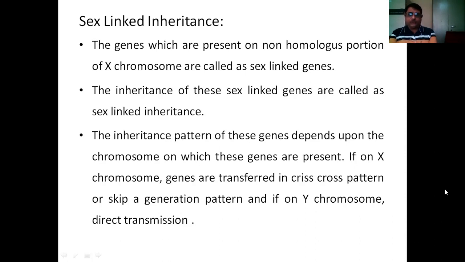Now we know that in all individuals, the last pair of chromosomes is the pair of sex chromosomes. The genes which are located on these sex chromosomes follow a typical pattern of inheritance, and based on this, these examples are there. The genes which are present on the X chromosome are called sex-linked genes, while the genes which are present on the Y chromosome are called holandric genes. Now we will discuss the same in detail.